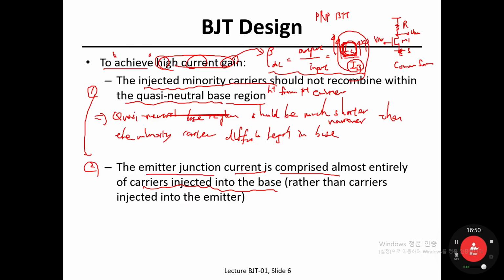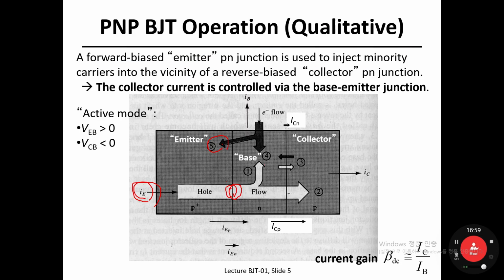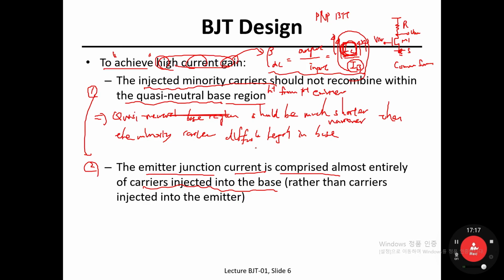Those two components consist of emitter current. So herein, the emitter junction current is comprised almost entirely of carriers injected into the base rather than carriers injected into the emitter. In other words, the total amount of holes injecting into the base should be much higher than the electrons injection into the emitter from the base. Then, in terms of high current gain, the BJT device design is the right option. So for the second device design guideline, let me dive into some more great details on how to understand it.